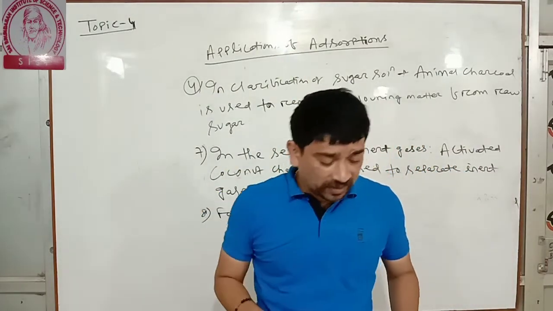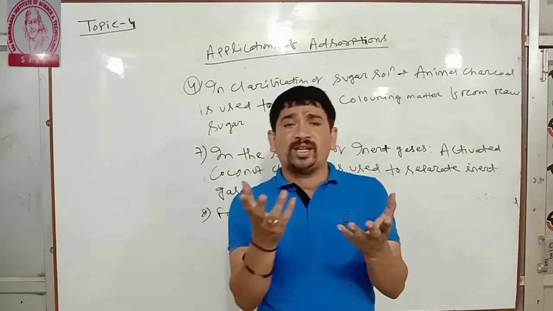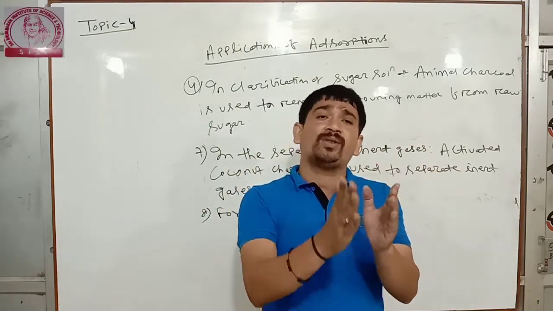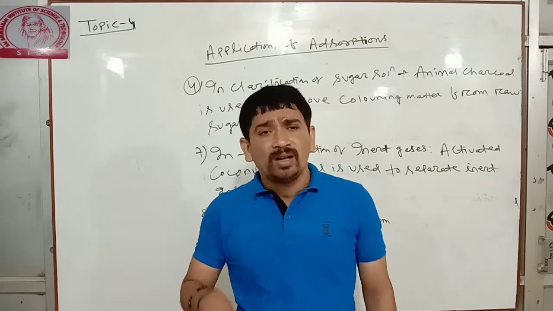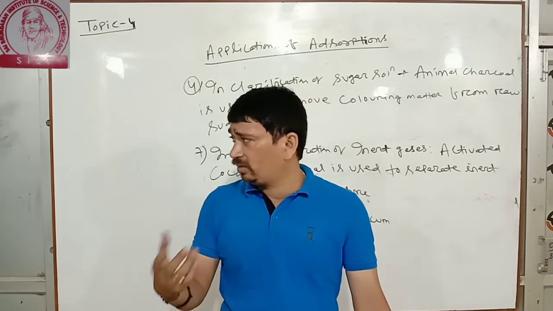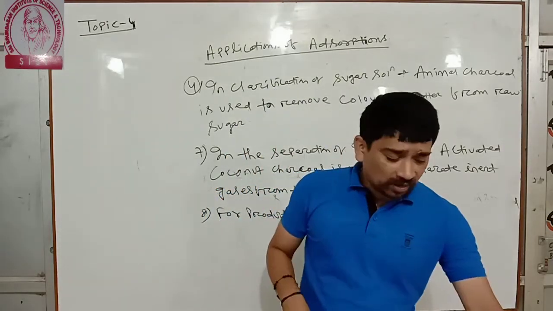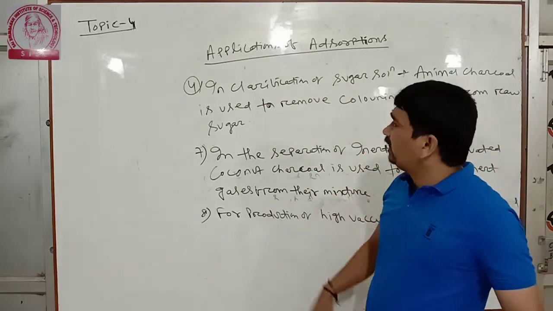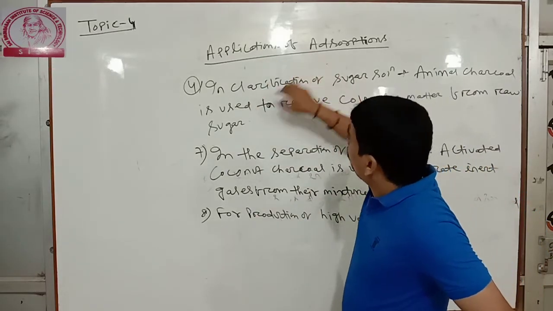And there are so many applications of adsorption, in dyeing clothes. Dyes get adsorbed on the surface of the cloth, and adsorption takes place, that is sorption. So dyes get adsorbed on the surface. Similarly, there are so many applications. I have given eight applications.